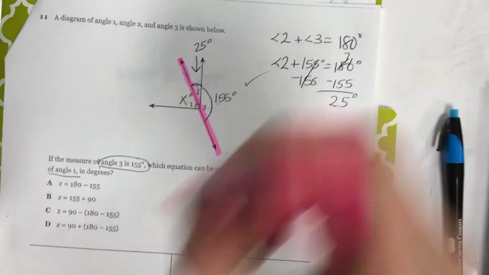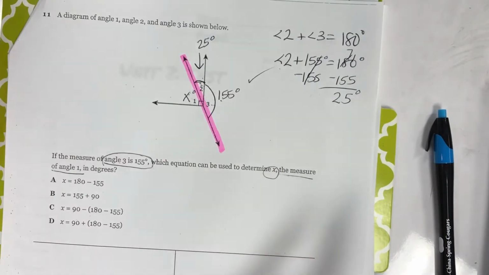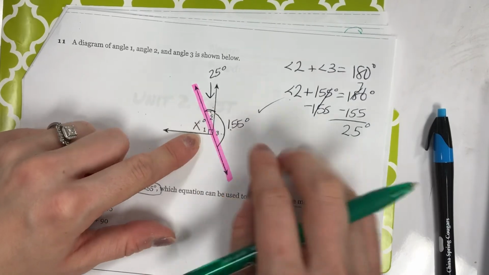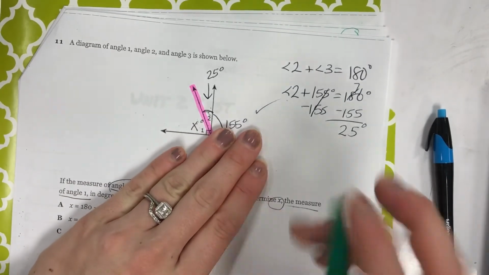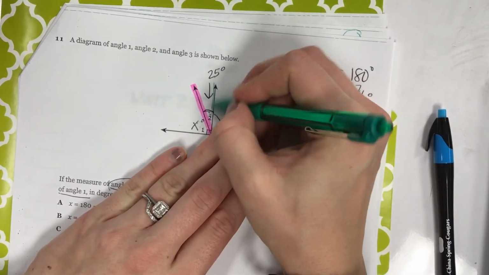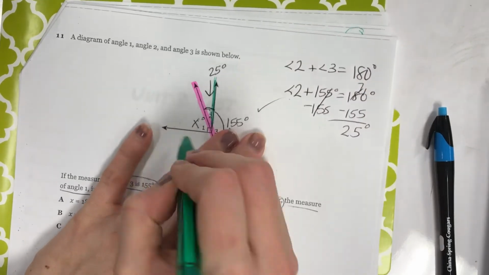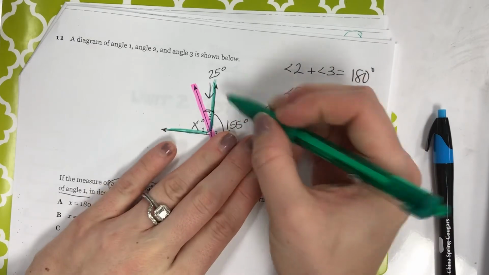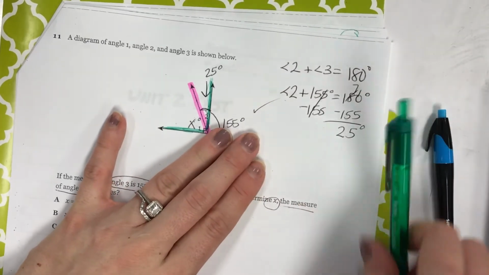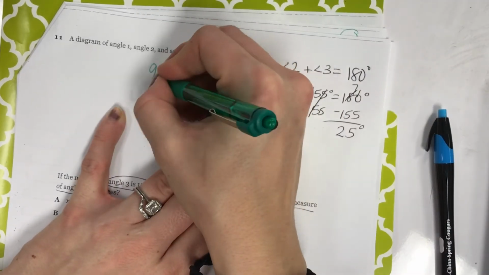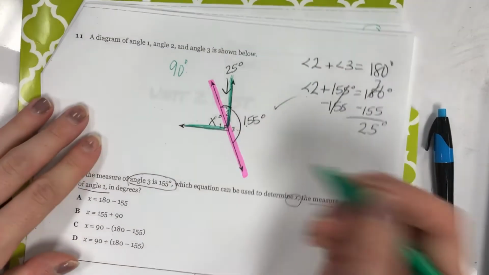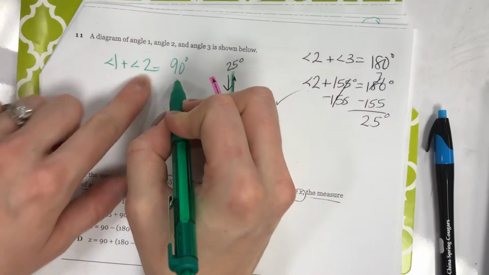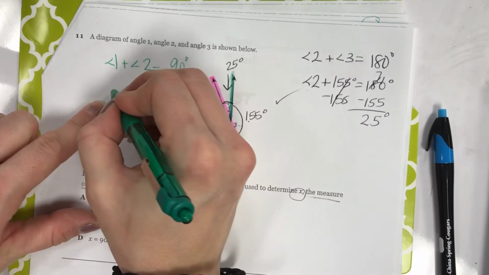So the second thing I want to do is I'm going to have to solve for x using that second angle. So now I'm going to ignore angle 3 and look at the angle that 2 and 1 together make. It's a right angle, it's a complementary angle, which means that they add up to be 90 degrees. So angle 1 plus angle 2 is going to end up being 90 degrees.